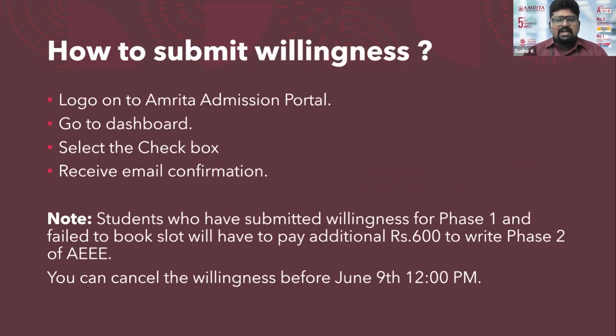If any student today didn't apply willingness, please log on to your Amrita admission portal. Go to the dashboard. You can see a declaration like "I am willing to write AEEE phase 1." Please select the checkbox. Then you will automatically receive email confirmation. Okay, this is how you submit willingness. This is very clear and crisp. It's very easy information for you.